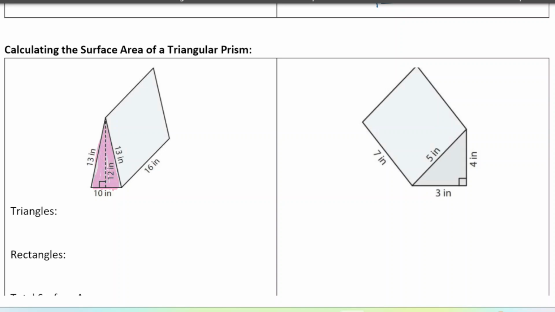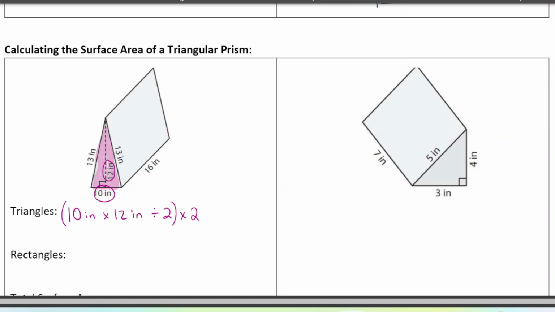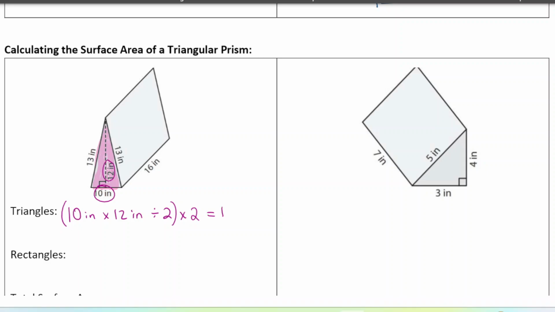So the area of a triangle is base times height divided by 2. The base and the height have to be perpendicular to each other. So for this triangle, the base and the height are 10 and 12. So we're going to go 10 inches times 12 inches divided by 2. That's one triangle, and then there's another triangle on the back, so we're going to multiply by 2 as well. And so this is 120 inches squared. Okay, so that's both triangles. So again, I multiplied by 2 because there are 2 triangles.